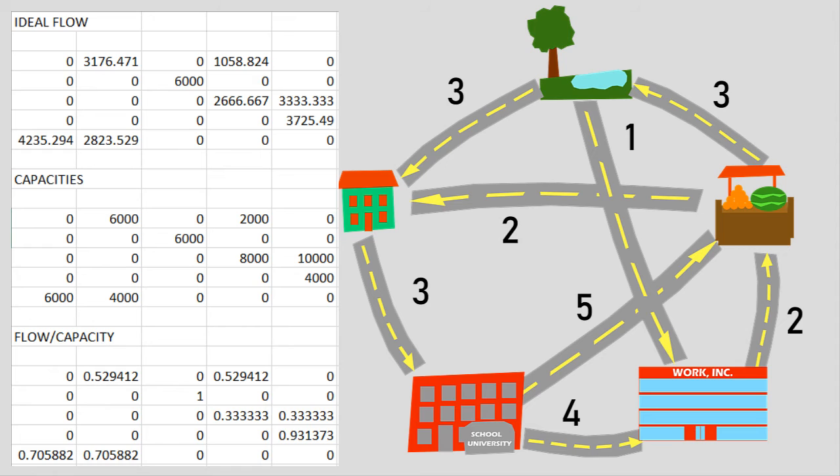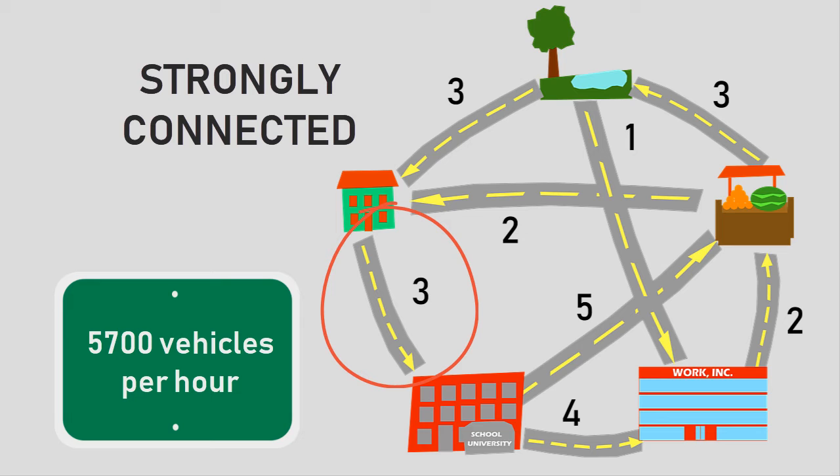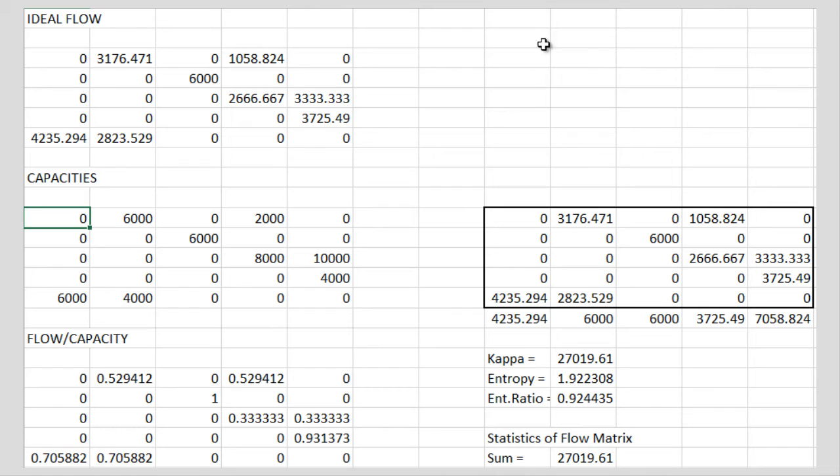We actually only need one flow data from the road with the largest flow over capacity ratio. The computation of ideal flow would help us identify which particular road we need to survey, which is this road because it has the highest flow over capacity ratio. Let's say we found out from our survey data that 5,700 vehicles pass through this road per hour. Because we're assuming that our network is strongly connected, from this piece of information you can get the numbers for all the other roads.